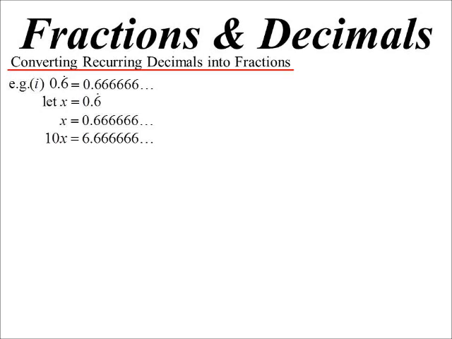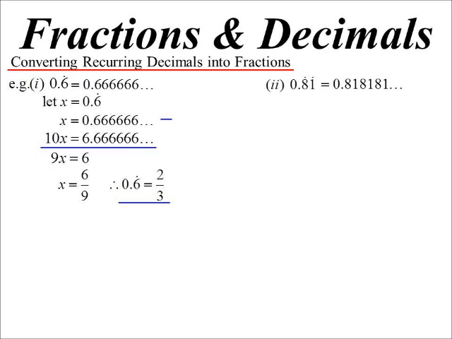The idea is to get rid of the bit that I can't work out, which is all those repeating numbers. So now I can subtract, they go away, and I just get 9x equals 6. So x is 6 on 9, simplifies down, of course. So we now know 0.6 repeater is 2/3. So we want to get rid of that bit of the decimal that we can't work with.